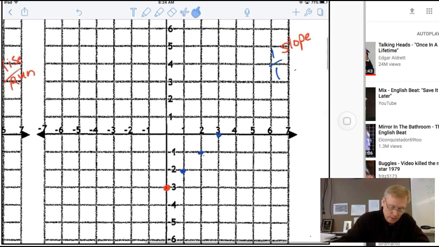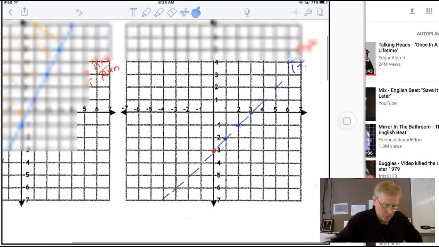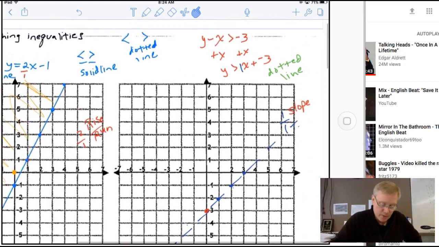All right, and now I'm going to do a dashed line as best I can here. Oops, I'm off. And you can see the difference between the two graphs. Now I'm going to shade one side of that graph also.